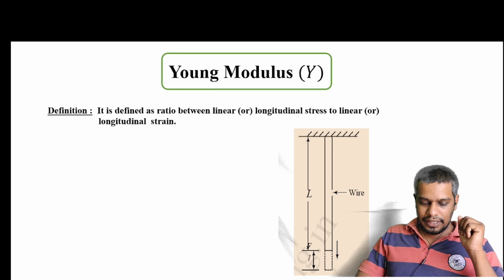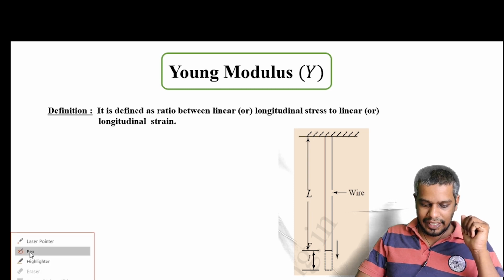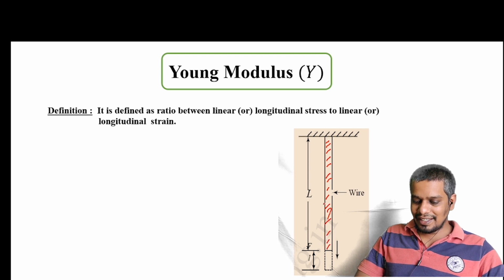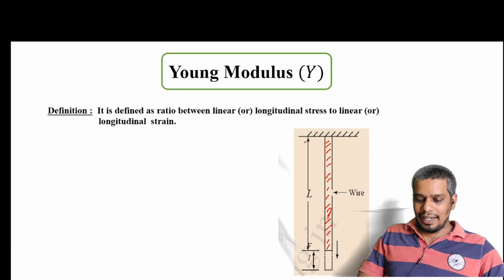Suppose I want to take some sketch, maybe with a pen. Yeah, that's the best. Here we have a wire of length L. This is a wire. Actually, it's not a hollow wire, it's a solid wire, and it has elastic property. So we take a wire that should possess elastic property. The length of the wire we define as L.